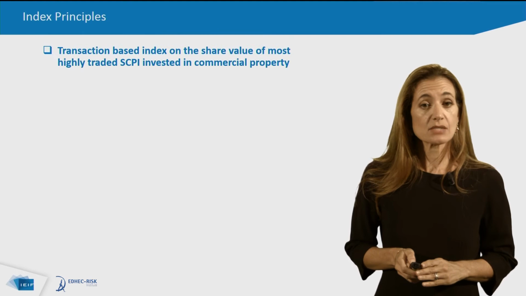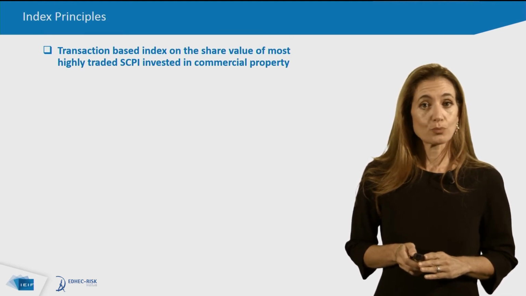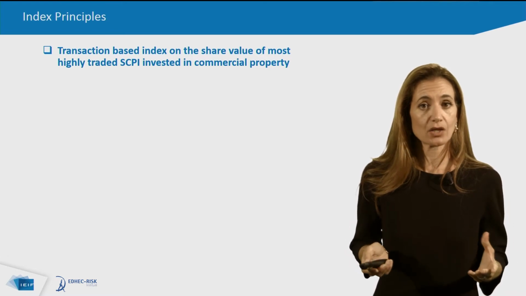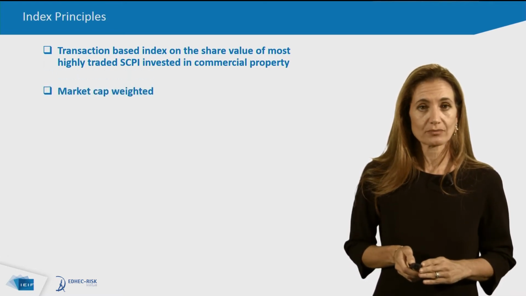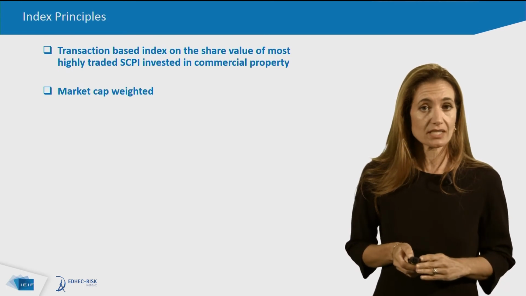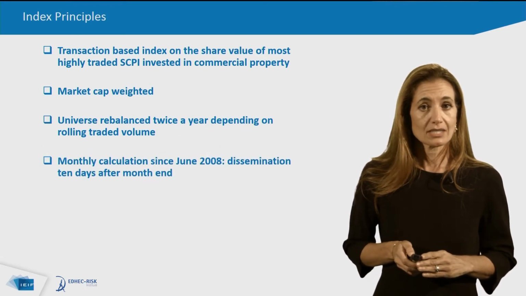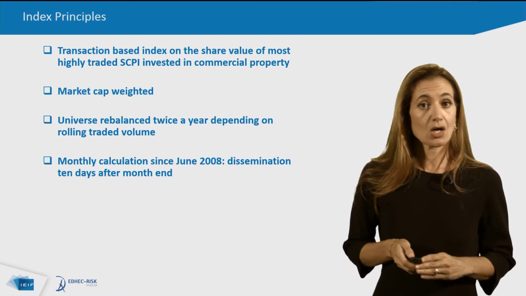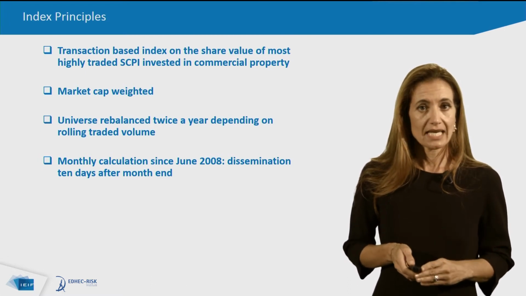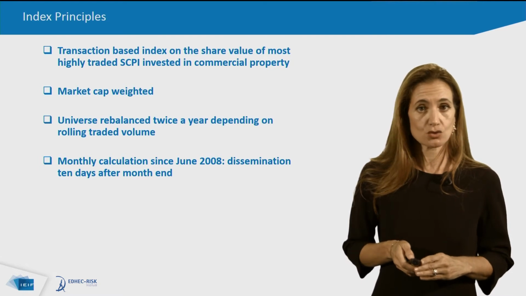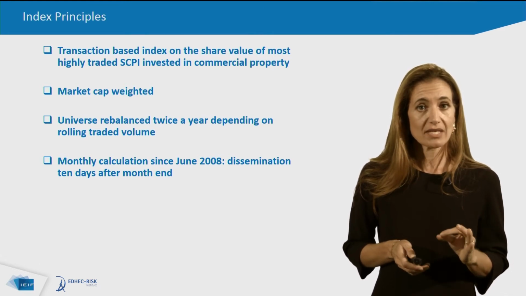What are the key index principles? The index is based on the transaction value of the most highly traded SCPI which invest in commercial property. The index is market cap weighted, of course. The universe is rebalanced twice a year depending on rolling traded volume. The index is based on monthly frequency. It has been calculated since June 2008. It is released 10 days after month end, which makes dissemination quicker.